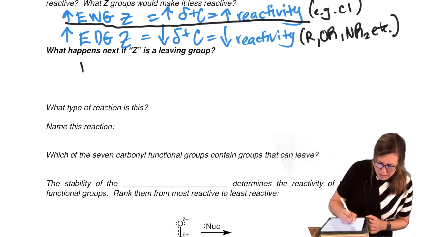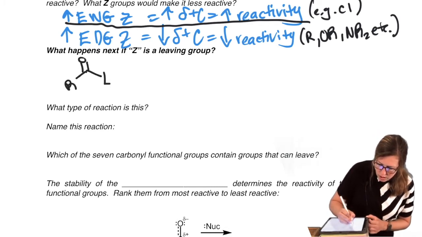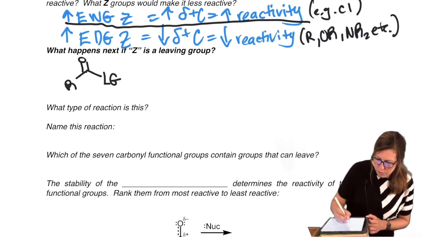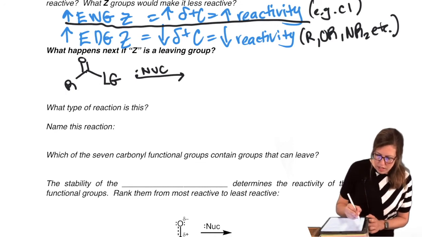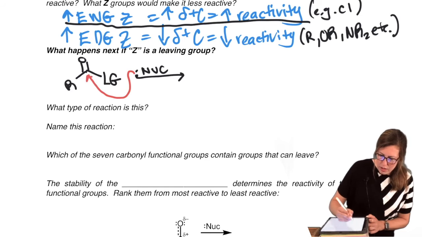Let's look at our mechanism again, what it can do. So let's say we let Z be the leaving group. And then we have a nucleophile, because chlorine's not the only leaving group. Let's write out our mechanism. Attack, we know that one very well.